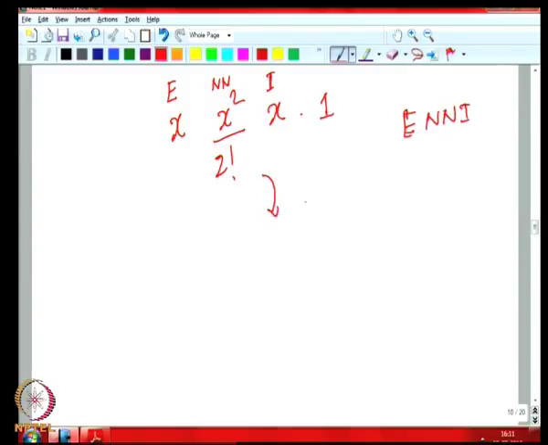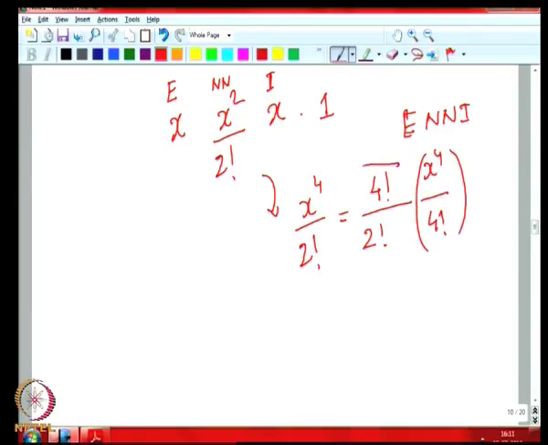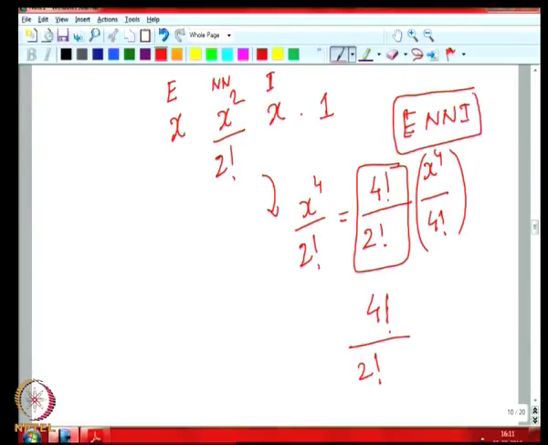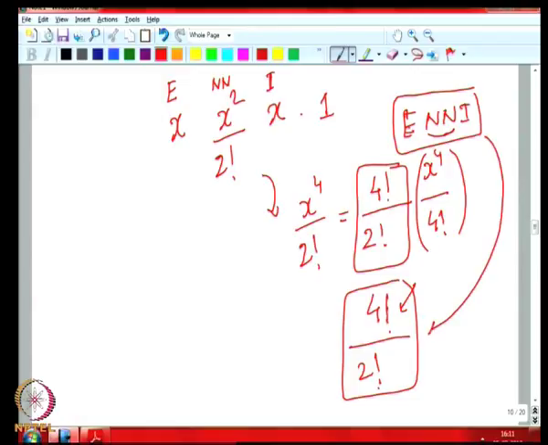Now we get not x raised to 4, we get x raised to 4 by 2 factorial. But we are looking for the coefficient of x raised to 4 by 4 factorial. So therefore we introduce 4 factorial above and below, that means in the numerator and denominator. Then this will look like this, right. The coefficient of this thing is 4 factorial by 2 factorial, and we know this is exactly the number of ways you can permute this, because there are 4 letters, that is 4 factorial here, and 2 N's, therefore 2 factorial in the denominator, 4 factorial by 2 factorial.